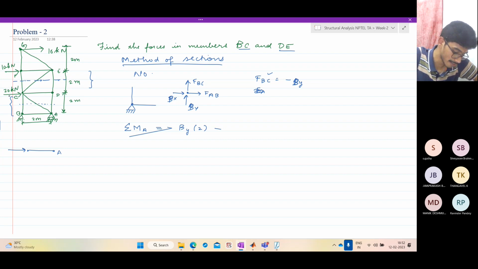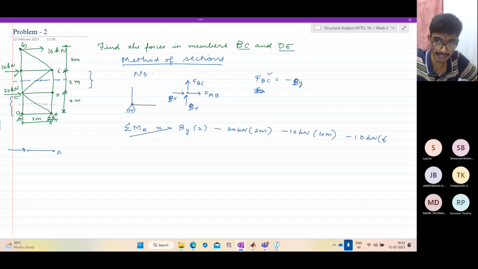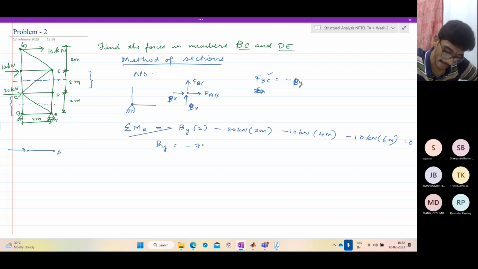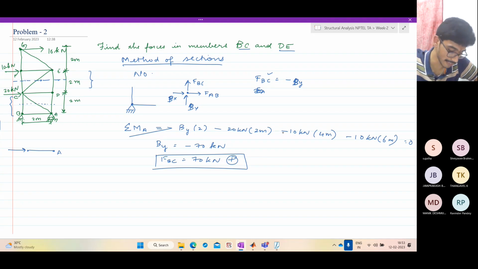Next, minus this 20 kilonewtons acting at 2 meters. Minus 10 kilonewtons acting at 4 meters. And again, minus 10 kilonewtons acting at 6 meters equal to 0. So what do I get? BY is equal to 40, another 40, 60, that is 140 by 2, which is 70 kilonewtons. Now what is FBC? It is minus BY, which is plus 70 kilonewtons. So we assumed FBC is under tension and we're getting a positive sign. So BC has a tensile force of 70 kilonewtons.